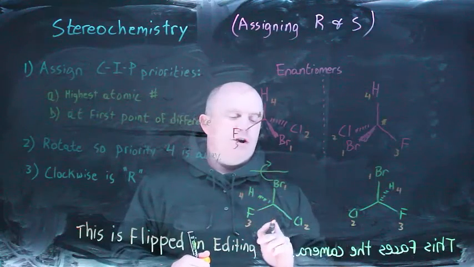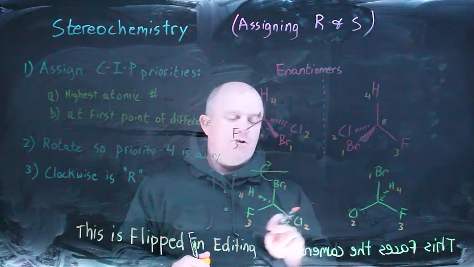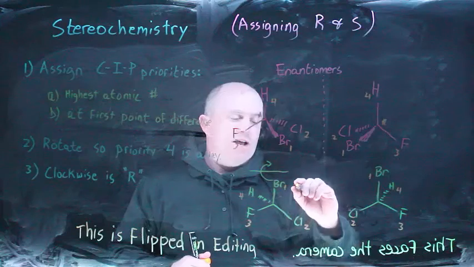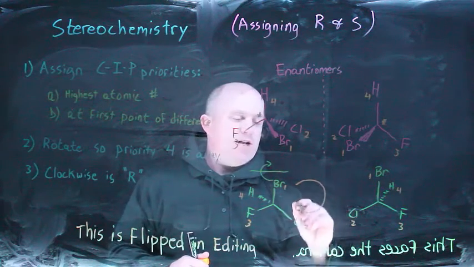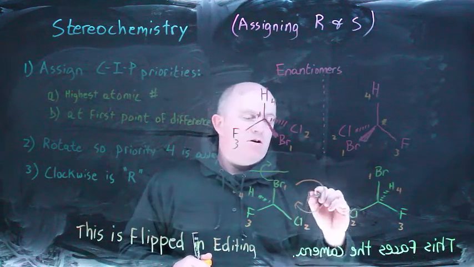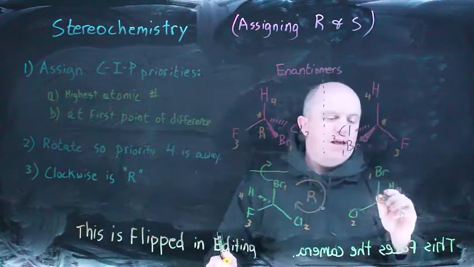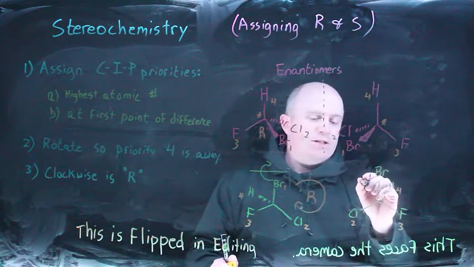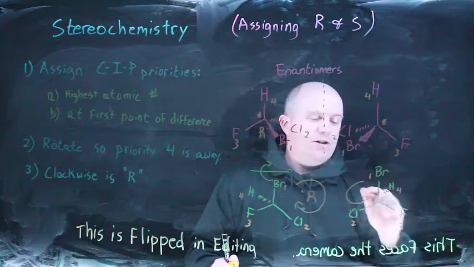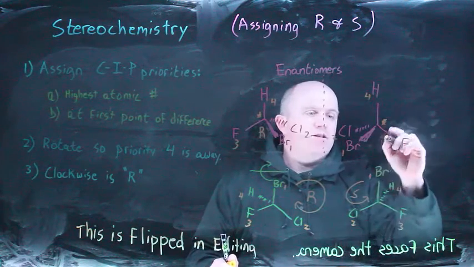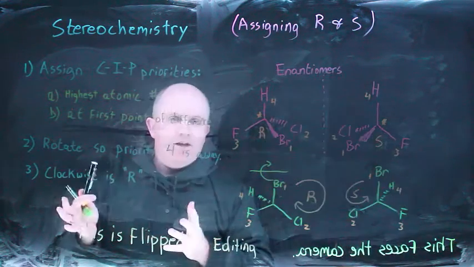Now that I have this drawn the way it is, with bromine, chlorine, fluorine, and hydrogen pointed away, this rotates to the right, therefore this is R. And again, this would be R. Here, this rotates counterclockwise from 1 to 2 to 3, therefore it's S, which means that this original group is S. And that's how this is done.